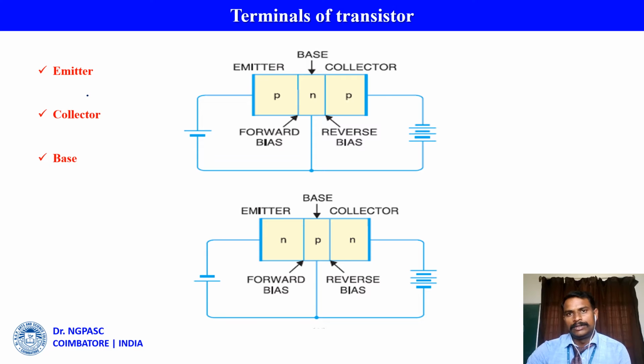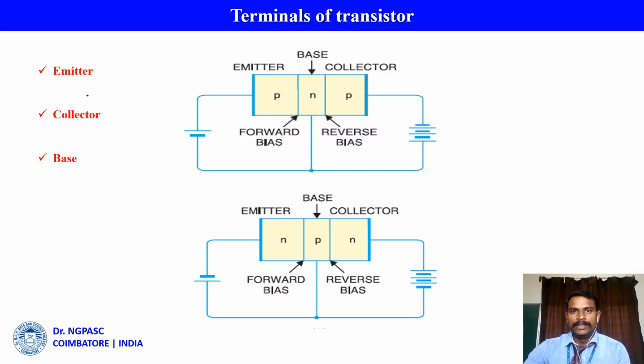First, the emitter. The section on one side that supplies charge carriers is called the emitter. The emitter is always forward biased with respect to the base so that it can supply a large number of majority carriers. The p-type emitter of a PNP transistor is forward biased and supplies holes to its junction with the base. Similarly, the n-type emitter of an NPN transistor is forward biased and supplies free electrons to its junction with the base. This is the emitter.